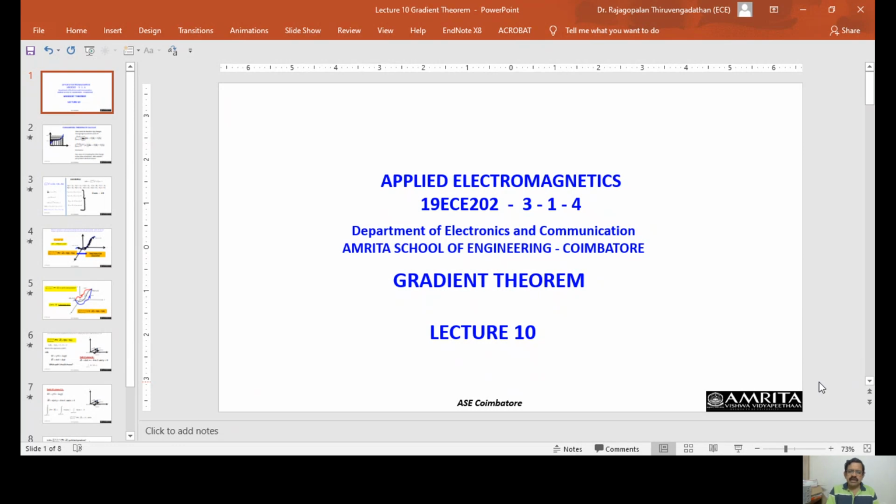Having learned the derivatives obtained by the operation of the del operator on a scalar function yielding the gradient of the scalar function, where the gradient is a vector, the divergence of a vector function resulting in a scalar quantity, and the curl of a vector function resulting in a vector quantity, we are going to learn the corresponding three theorems in the next three classes. The first one is the gradient theorem, which we are going to see today.